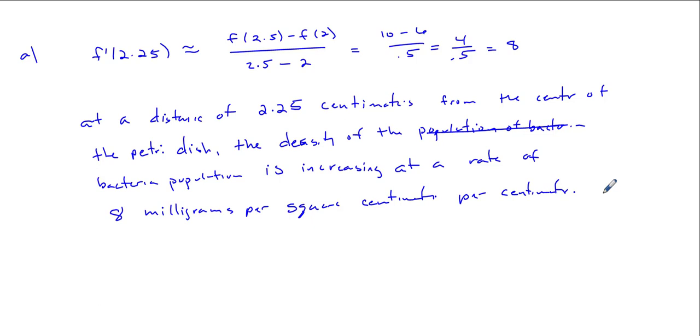Okay, any questions on that? So make sure you're being very specific. When they say context of the problem, they better be hearing you talk about the density of the bacteria population, because that's what they start the stem with, and that's what it's all about. Okay? 2 points. Part B.